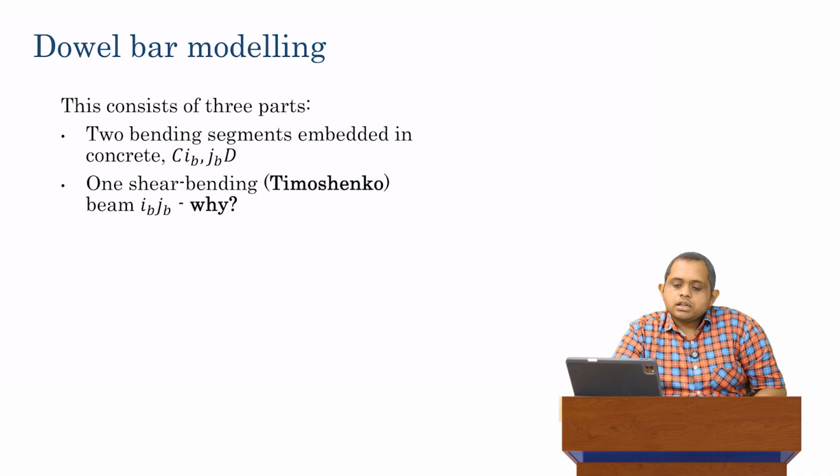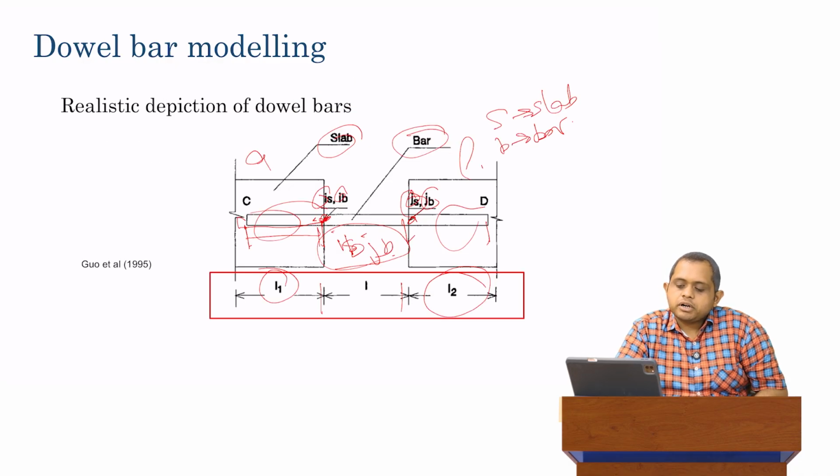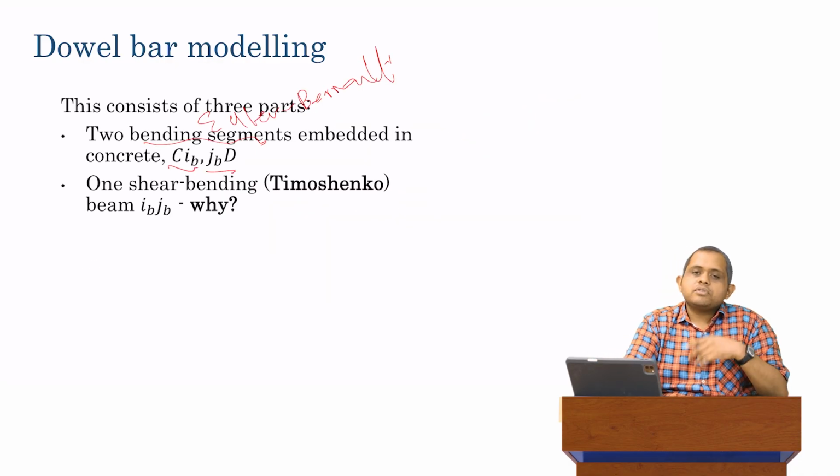So again, this dowel bar basically consists of three parts now. Two bending segments. This is just a way of saying that these are Euler-Bernoulli beams. So we have two bending segments, which is CIB and JBD. That's basically this part and this part. These are bending segments which are embedded into concrete.